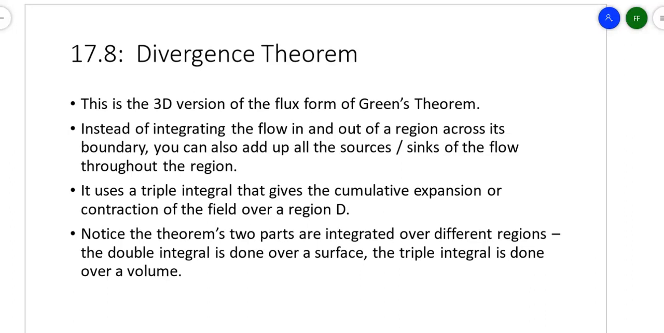So instead of integrating the flow across this boundary, you're adding up all the sources and sinks throughout the region, and it uses a triple integral over some region D. Now, the theorem's two parts are integrated over different regions. The double integral is done over a surface. The triple integral is done over a volume. So when I show you the formula, you'll see that you're actually integrating over two different things.